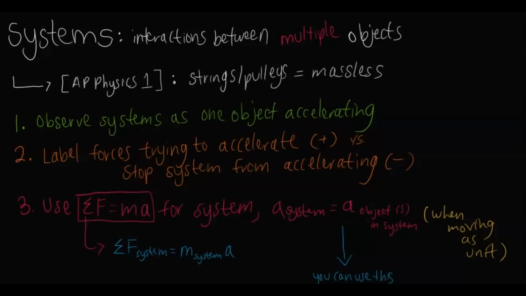So it has to deal with interactions between multiple objects, right? And for AP Physics 1, strings and pulleys are massless. A couple key pointers: you want to observe systems as one object accelerating. So you can take away the internal forces and just observe the outside forces to see what's affecting the system, and then zoom in on that one object. You want to label the forces that are trying to accelerate versus trying to stop the system from accelerating. So that's looking at it from the lens of the system.